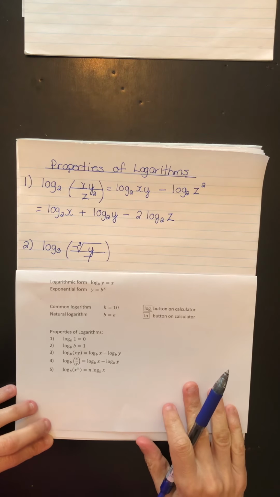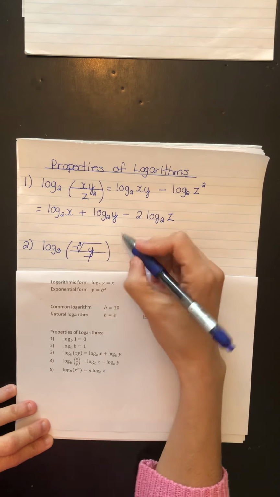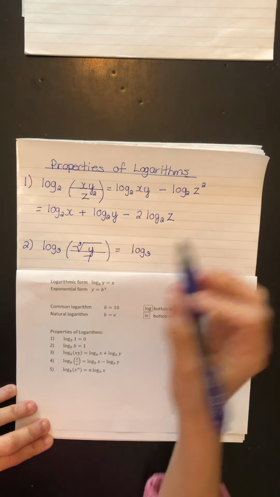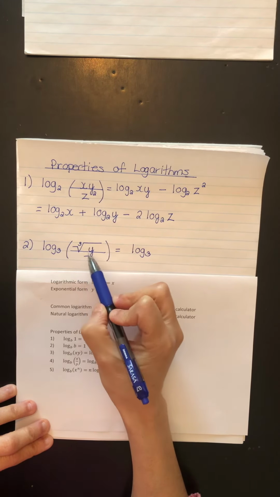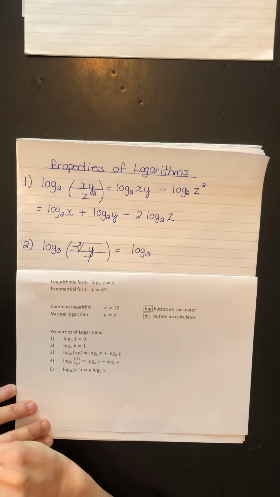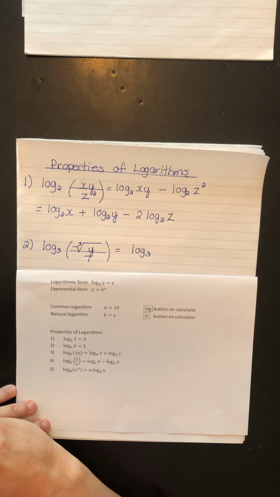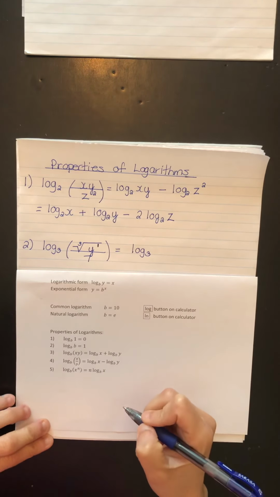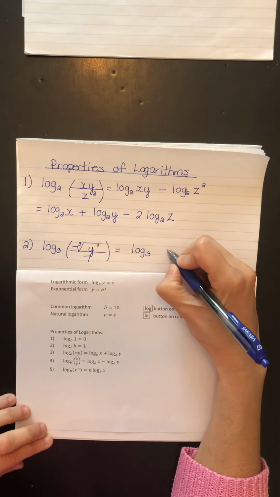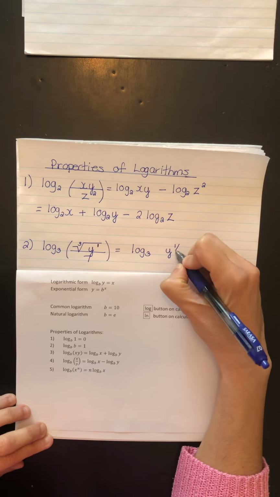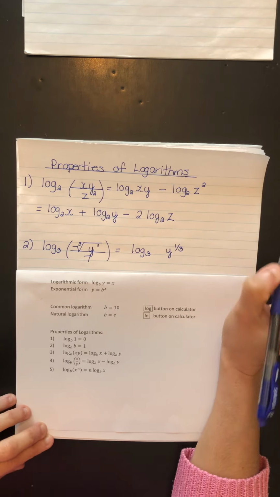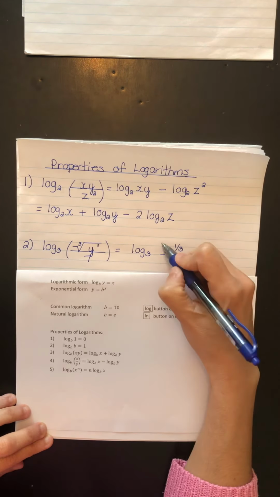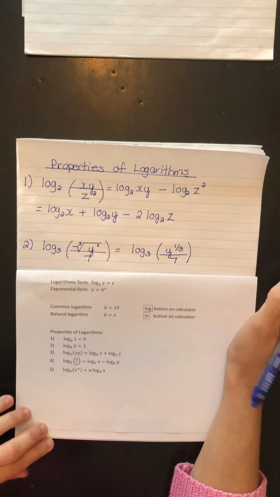Here's a second one. First, it's going to be important to remove the radical sign here. We need to keep in mind the exponent under here would be a 1. So this becomes y to the 1 over 3. This is over 7. Okay, so that's our first step.